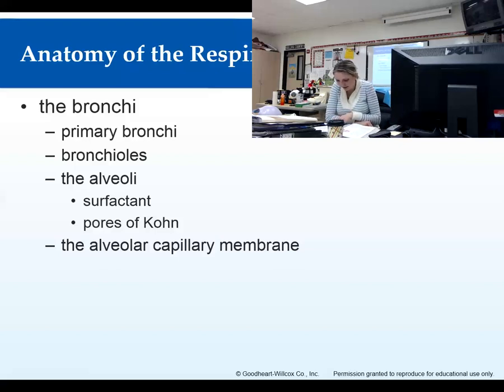So I'm getting everything here. Okay, the alveoli, actually, let me see. Oh, here's what I was going for.